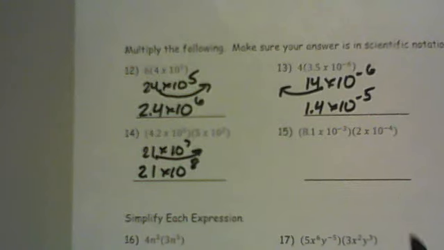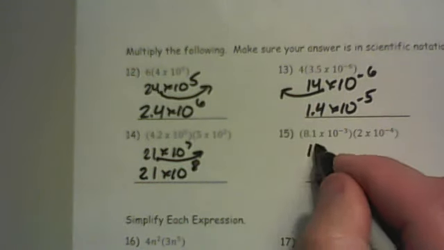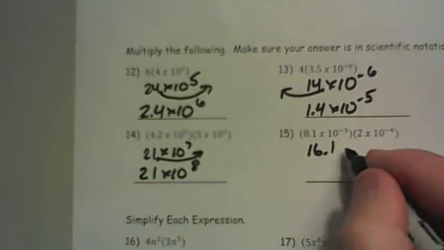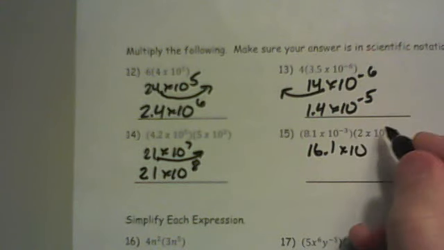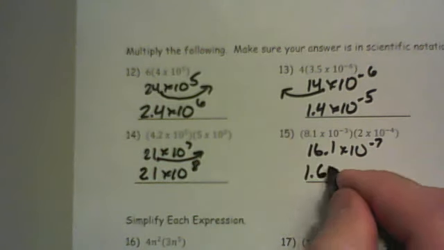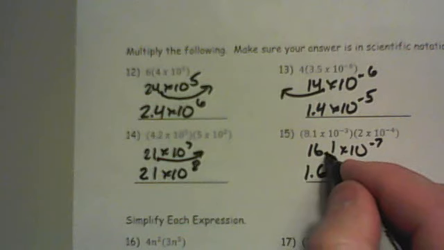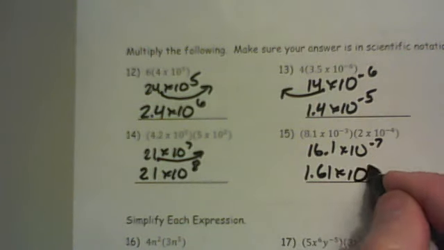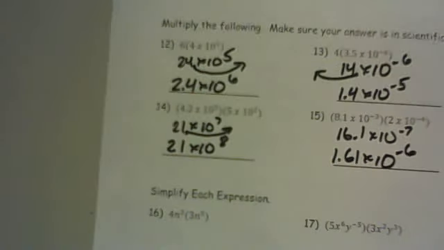Number 15, if I take 8.1 times 2, that's 16.1 times 10. If I multiply 10 to the negative 3rd times 10 to the negative 4th, that's 10 to the negative 7th. But I'm going to want the decimal here, 1.61. So instead of 7 spaces to the left, I would move it 6 spaces to the left. And it would look like that.